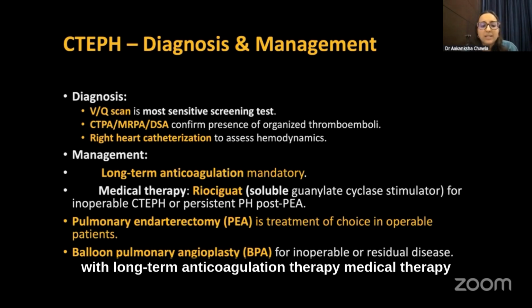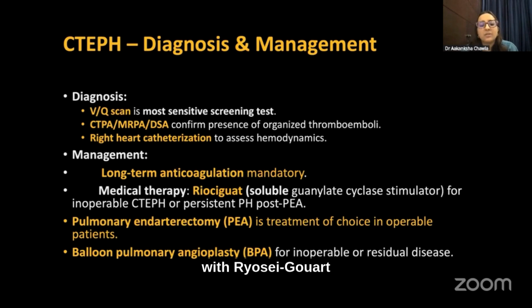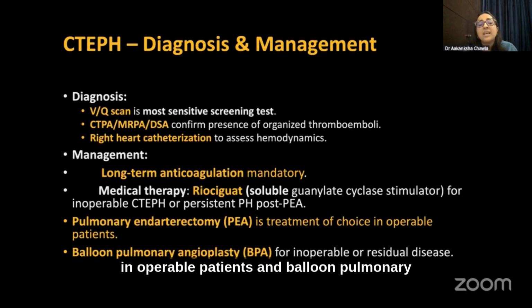Management with long-term anticoagulation therapy, medical therapy with riociguat. Pulmonary endarterectomy is the treatment of choice in operable patients, and balloon pulmonary angioplasty in inoperable or patients with residual disease.